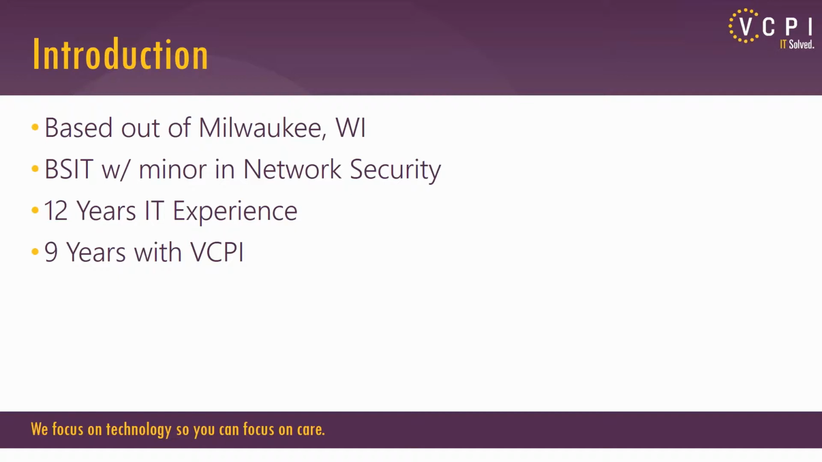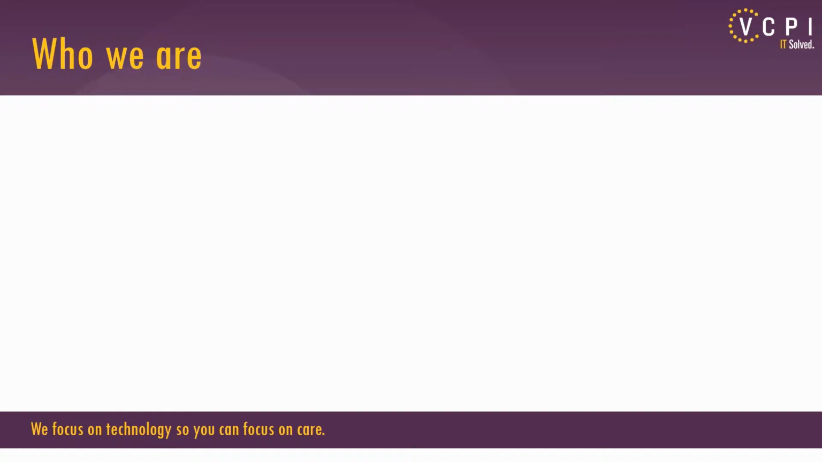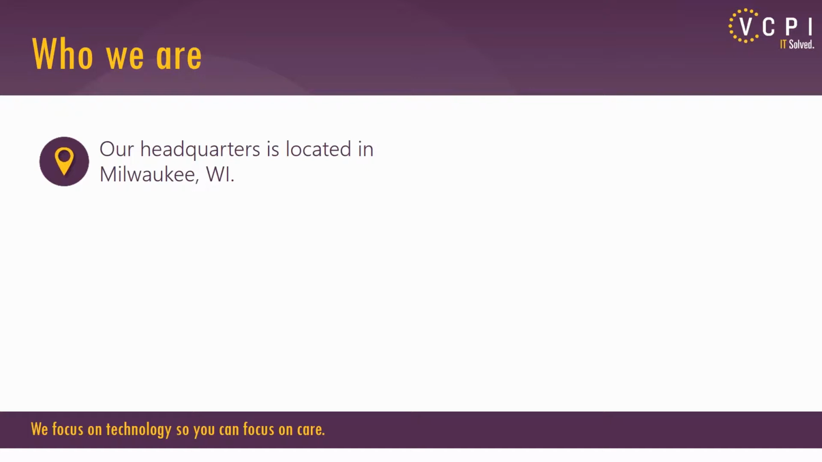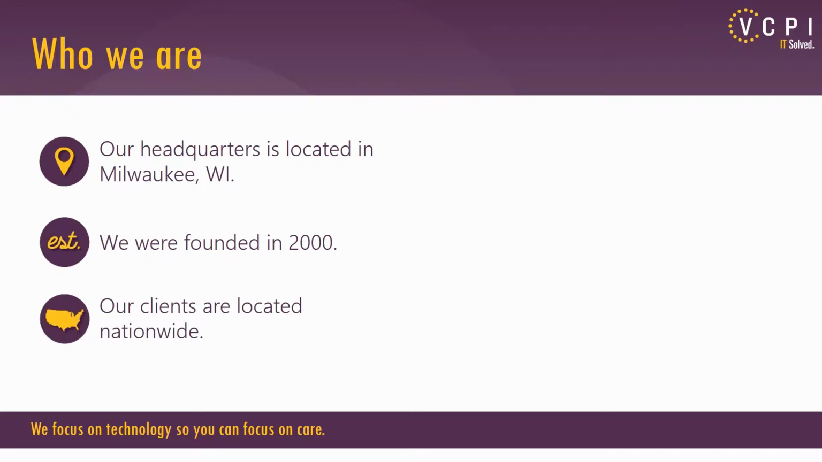I'll talk now a little bit more about VCPI. So first of all, VCPI stands for Virtual Care Provider Incorporated. We're also headquartered in Milwaukee, Wisconsin. We were founded in 2000. We kind of began as an IT company for a health provider and grew into our own company and started providing a lot of the same services that we were providing our parent company now for other companies. We do have clients located all around the continental U.S.